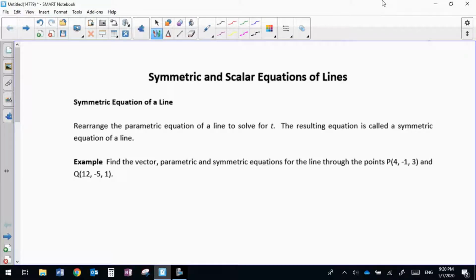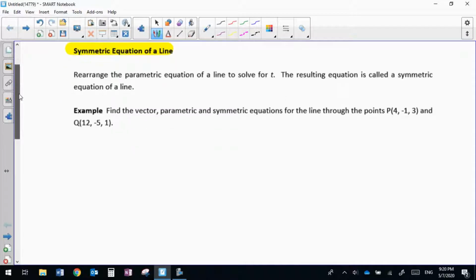Our previous lesson dealt with vector and parametric equations, and as promised, we're going to start with symmetric equations this lesson. Symmetric equations work really well when you start with an example. We'll just find the parametric equation for this line through P and Q. I'm not even going to worry about the vector equation, it's so similar. So start by finding vector PQ.